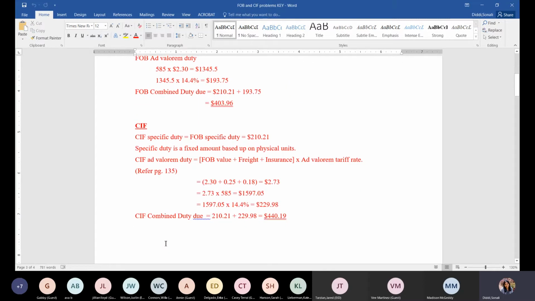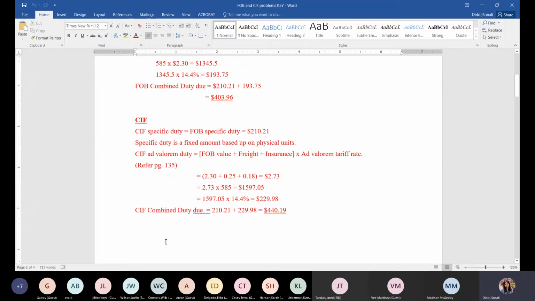And I will be posting this on Canvas right after this meeting. So don't worry about clicking pictures and all of that stuff. I will post it. You will have access to it. But I need to make sure that you're understanding this correctly. Now your specific duty for CIF is not going to change because the weight of your sweaters has not changed. Specific duty is just based on weight or the number of units, and that hasn't changed.